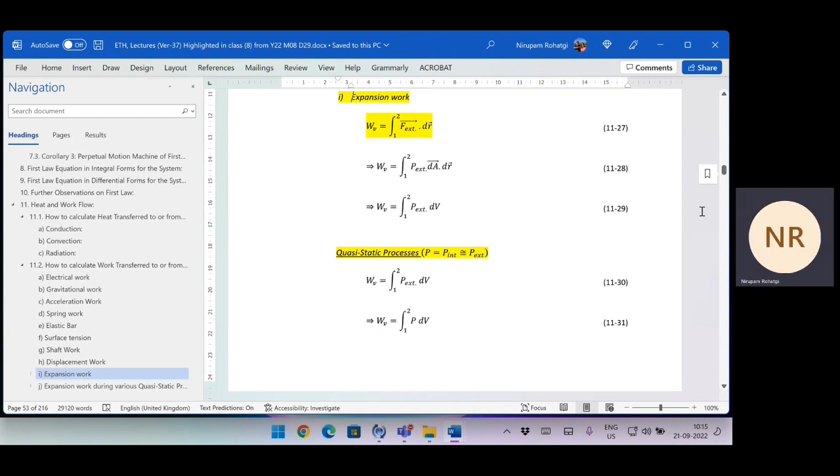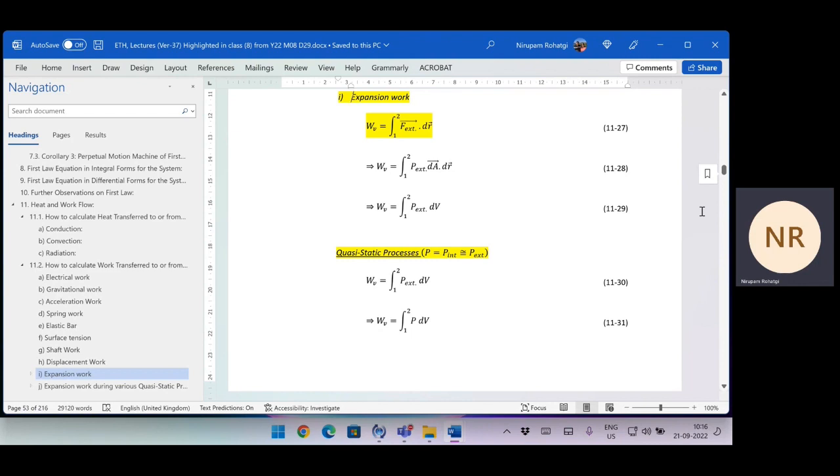Like surface tension work, strain energy, all those things are there. Electrical energy is there, electrical work is there. So you must know all of them. Now we are talking about expansion work.